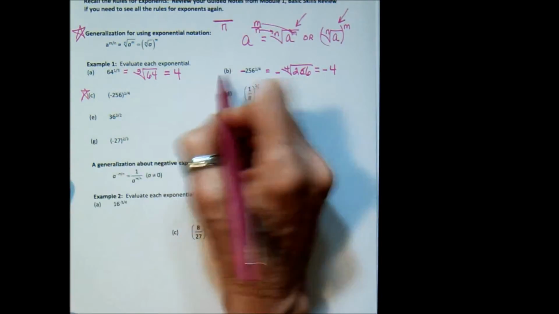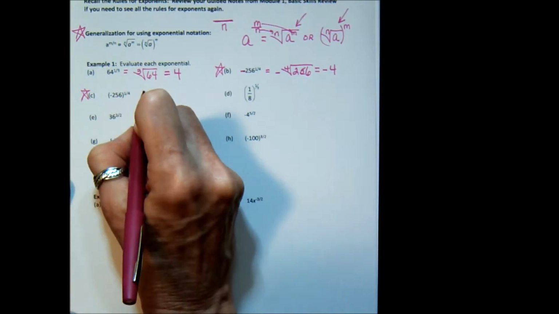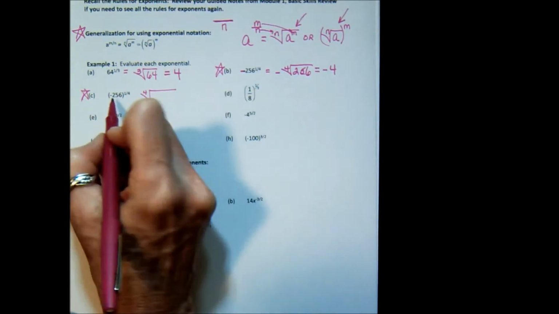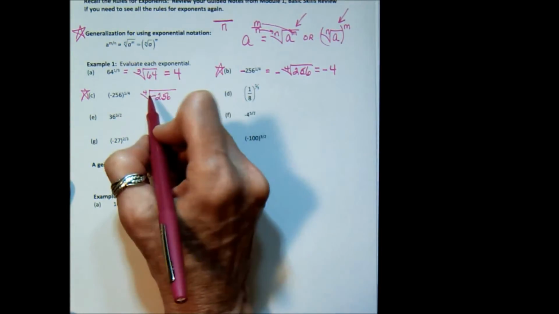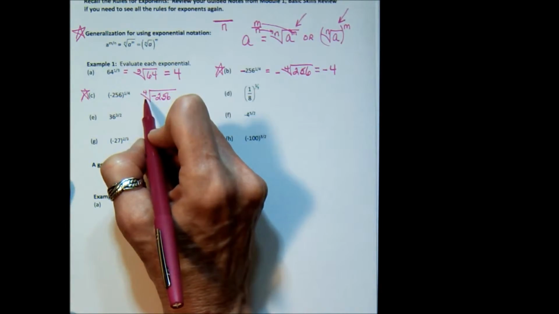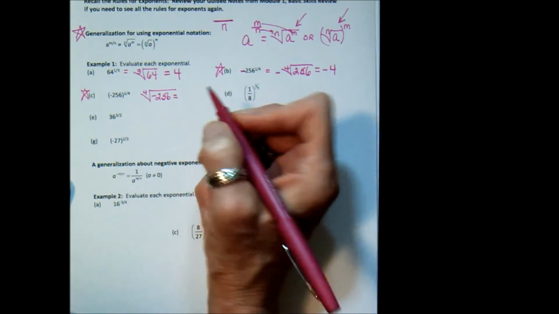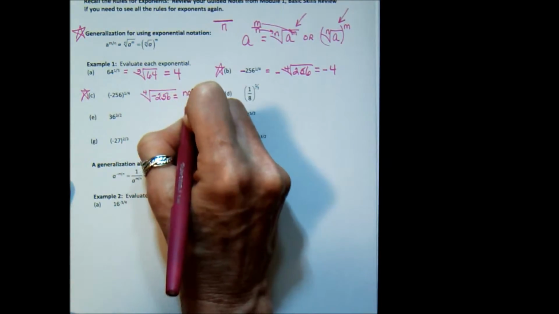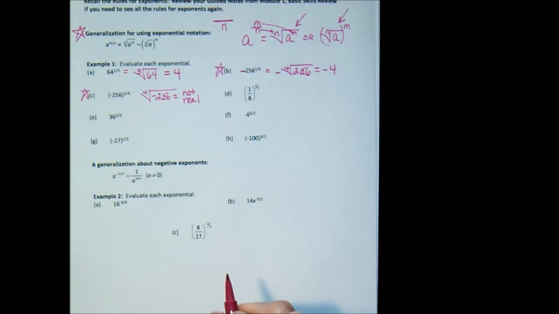That is very different than what this one is saying. So please note the difference between these two. This one is saying we want the fourth root of this whole thing, negative 256. That isn't possible because this is an even index and there's no number that, when multiplied by itself 4 times, is going to give me a negative answer. So on this, we would say it is not real. There's no real number solution to that.